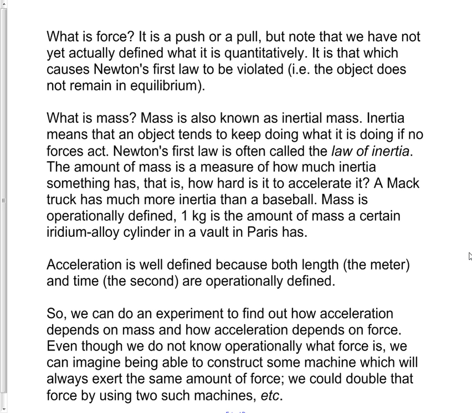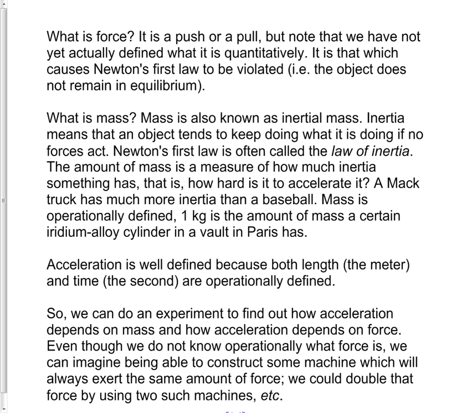And what that means is, how hard is it to accelerate? So something real big, like a locomotive or a Mack truck, has a lot more inertia than something like a baseball. It's a whole lot easier for you to accelerate a baseball with a given force than to accelerate a truck with a given force.